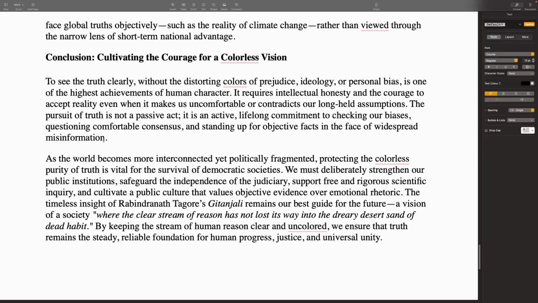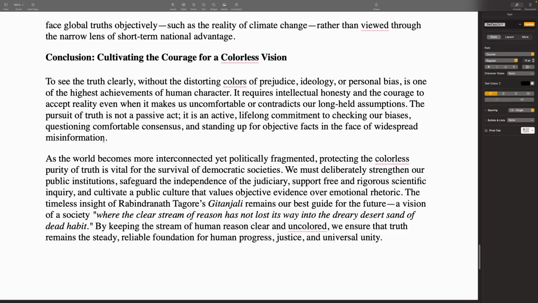The pursuit of truth is not a passive act. It is an active, lifelong commitment to checking our biases, questioning comfortable consensus, and standing up for objective facts in the face of widespread misinformation.